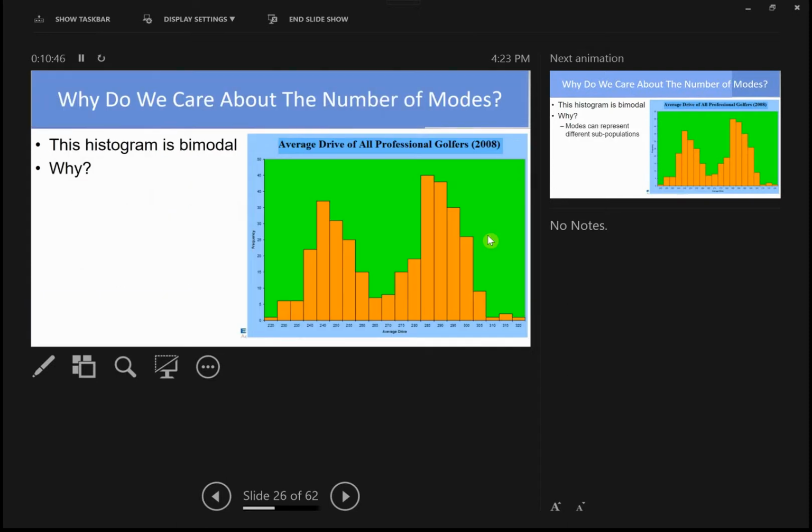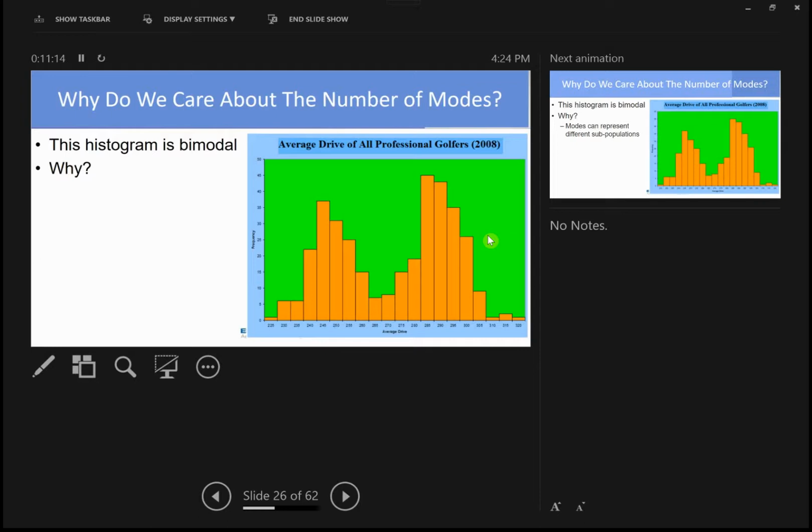So this is some data from 2008. I took all the professional golfers that year who competed and computed their average drive. Okay, how far they hit the ball off the tee, right? And so this is the histogram for the average drive of all the professional golfers. Definitely bimodal, right? Why do I have two peaks? Why do you think I have two peaks?